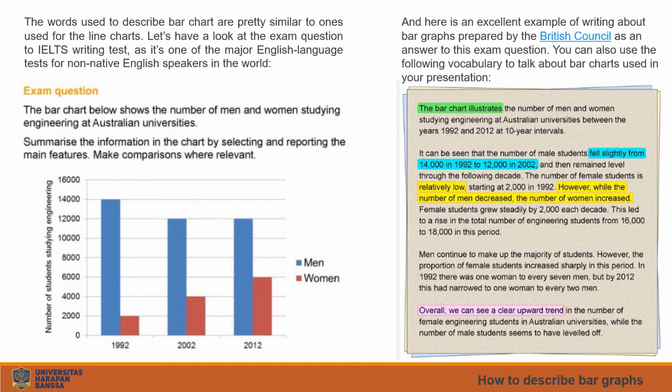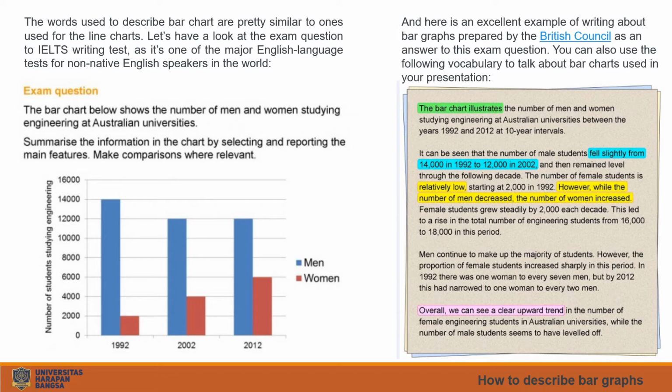The number of female students is relatively low, starting at 2,000 in 1992. However, while the number of men decreased, the number of women increased. Female students grew steadily by 2,000 each decade. This led to a rise in the total number of engineering students from 16,000 to 18,000 in this period.